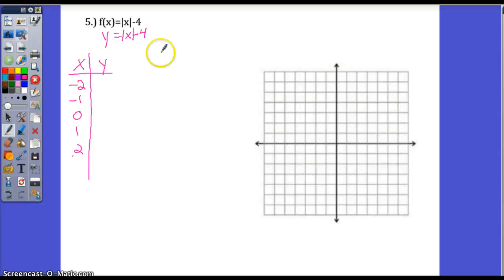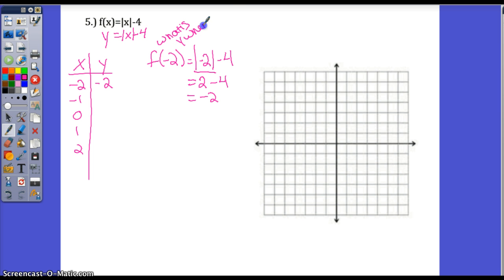Instead of using y, I'll just substitute it in using my function notation so I'm getting used to it. So I have f of negative 2 equals the absolute value of negative 2 minus 4. The absolute value of negative 2 is 2 minus 4, which equals negative 2. So my y was negative 2. Remember, this is saying, what is y when x equals negative 2?